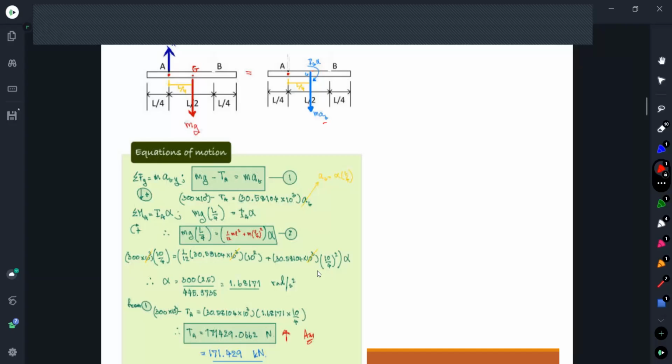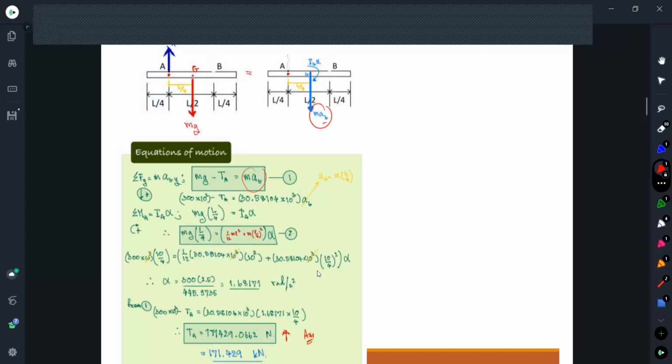That is, we consider summation F_y equal to m a_y. We set downward as positive because we follow the kinematics. The beam just tends to go down, so downward should be positive. That means on the right hand side we keep it in terms of the positive. After this we have the first equation.